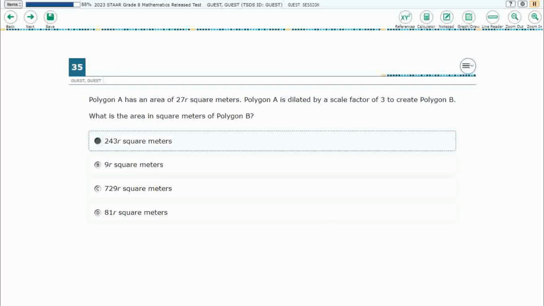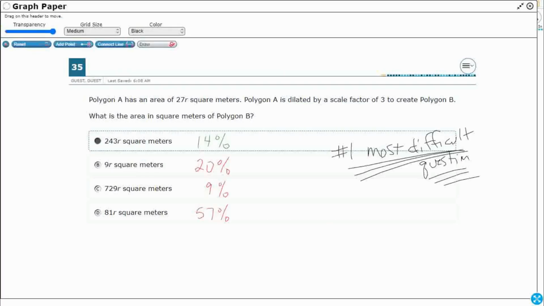Let's see how we did across the state of Texas. Well, we finally found it. This is the number 1 most difficult question on the entire test. Look, this wasn't even the first or the second most chosen. This was the third most chosen option, only 14%. And this is a multiple choice.